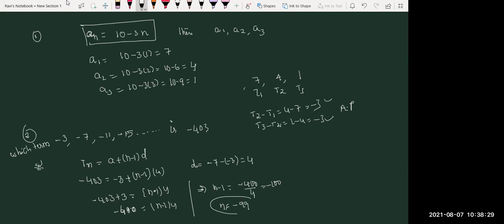Very good. Others also, understand that you can check. Only Chandan is talking in the class. Which is minus 4? D is minus 4, the common difference. Correct, the common difference is minus 4. My mistake. So n minus 1 equals 100, and n equals 101.